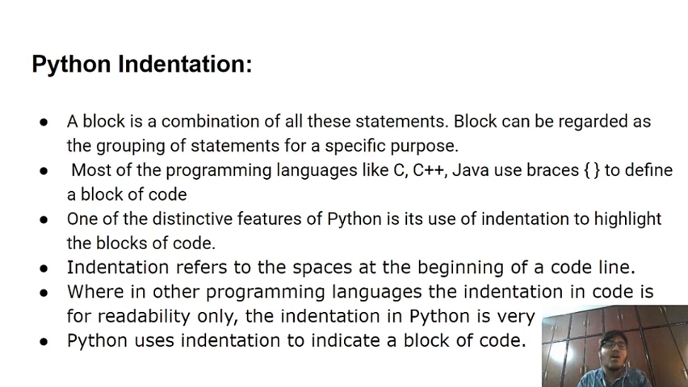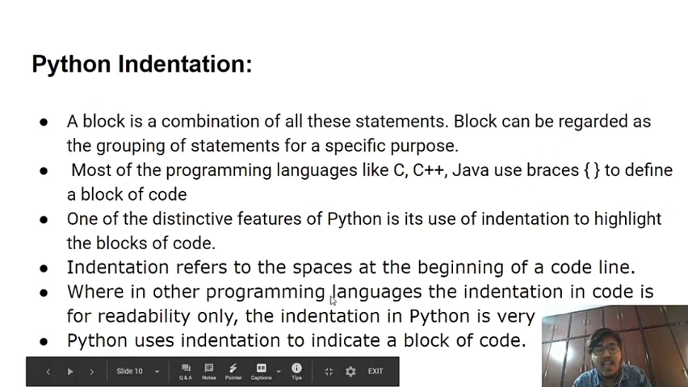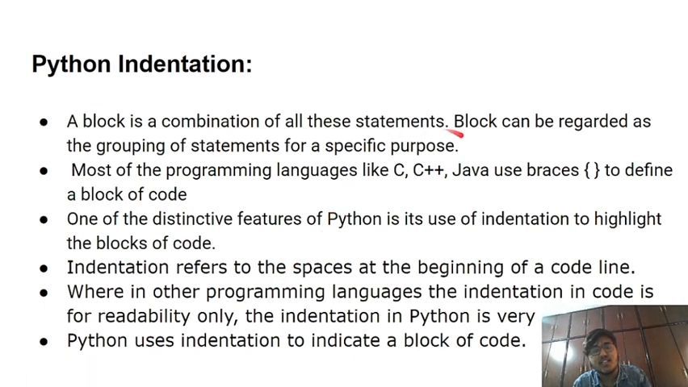A block is a combination of statements. If I write an if statement, or if I write a function, I am combining a group of statements. This group of statements is called a block. A block can be regarded as a grouping of statements for a specific task or purpose. So I can write functions for doing a specific task. For example, adding two numbers is a specific task, and there I am writing the group of statements, I am writing the block.